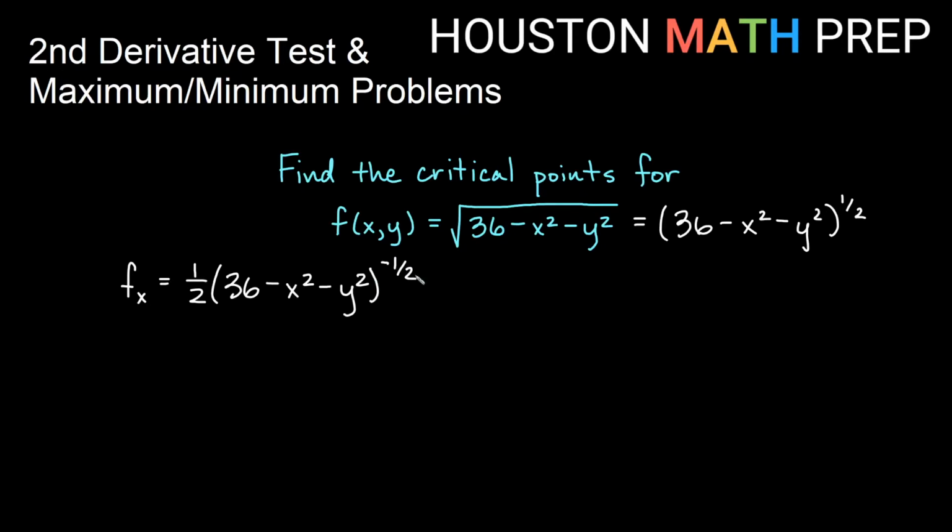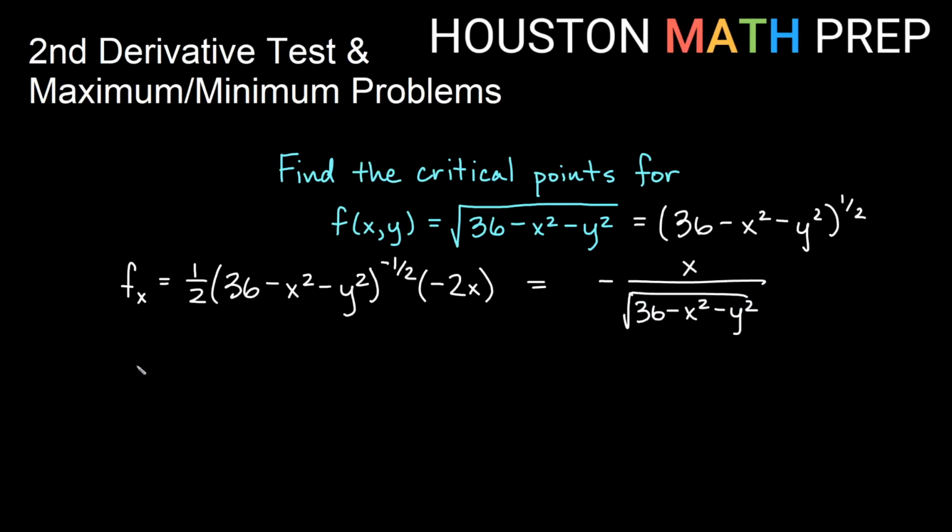And then the derivative of the inside will give us that will multiply by negative 2x, taking the partial derivative with respect to x. So for this one here, the 2 and the 1/2 cancel, so we get negative x over the square root of 36 minus x squared minus y squared.